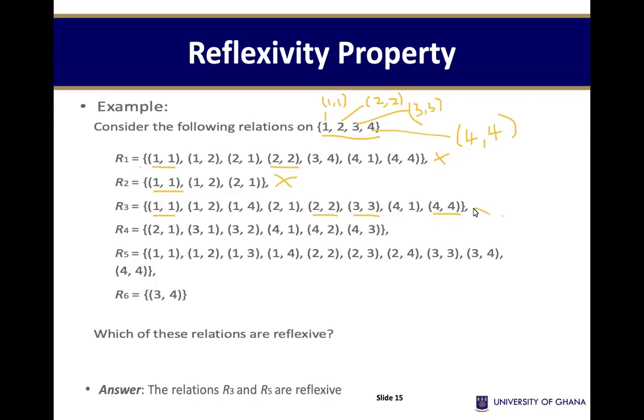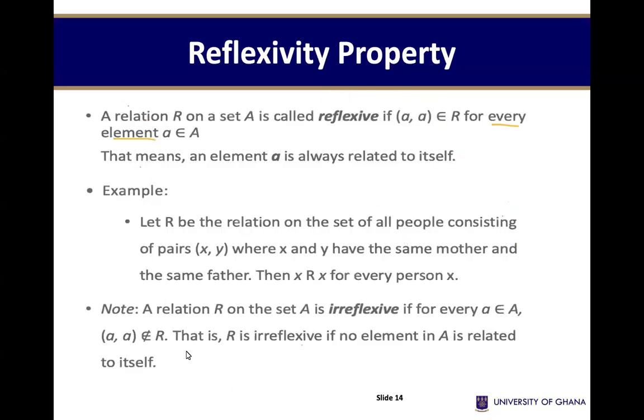Which is good. So this can be what? Reflexive. Now when I come to R4, do I see 1 is related to 1? No. 2 is related to 2? No. 3 is related to 3? No. 4 is related to 4? No. So this one is not reflexive. Rather, we can call it what? Irreflexive here.